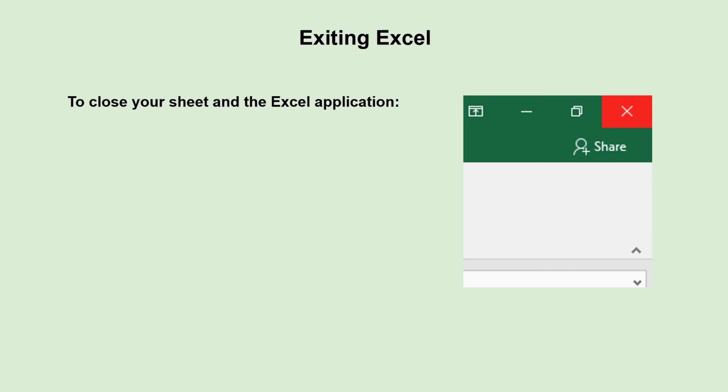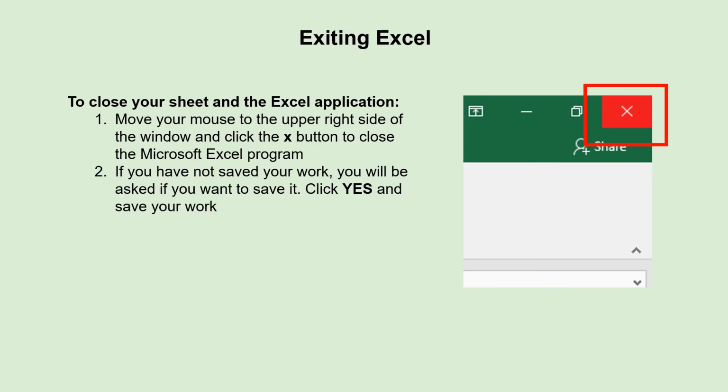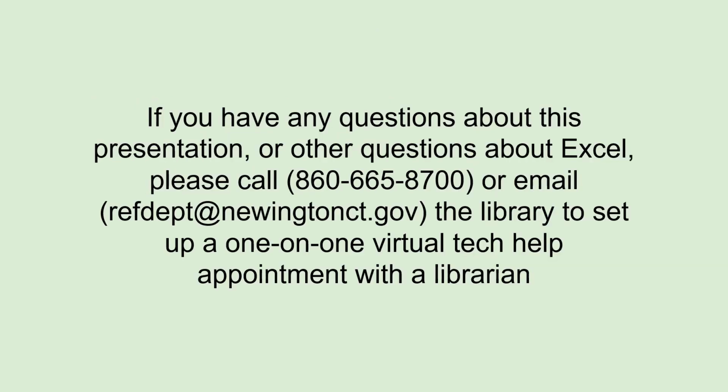To close your sheet and the Excel application, move your mouse to the upper right side of the window and click the X button to close the Microsoft Excel program. If you have not saved your work, you will be asked if you want to save.